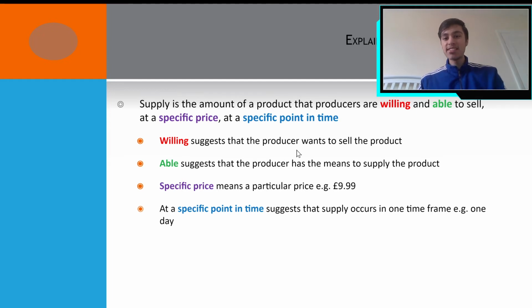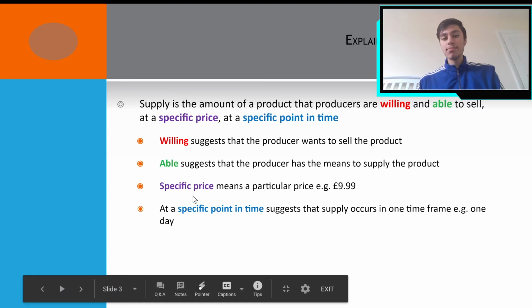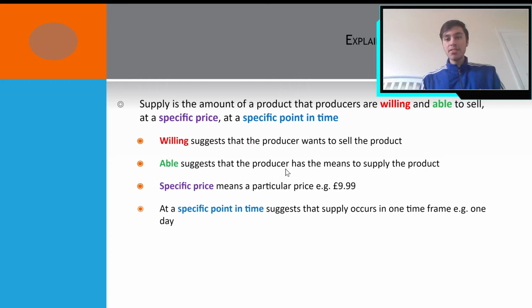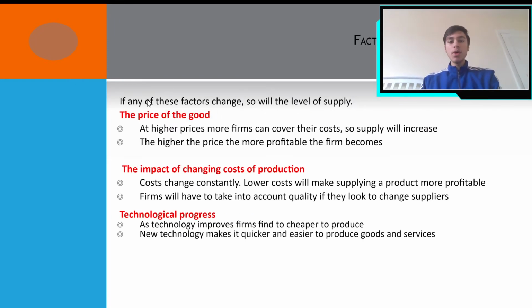As you see, willing suggests that the producer wants to sell the product, and able means that they have the means to supply the product at a specific price at a specific point in time. You can also write it as at a given price and at a given point in time. So these four are the keywords. If this definition comes for 2 marks, you would have to mention all four of them. So this is the basic definition: the amount of a product that producers are willing and able to sell at a specific price at a specific point in time.